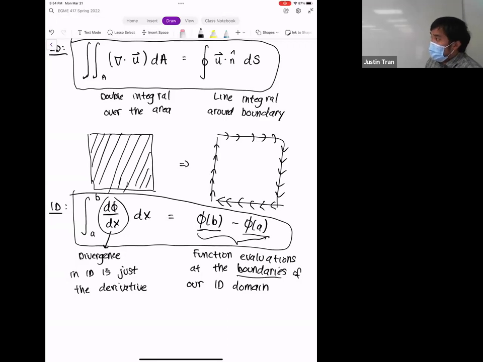Right, and so if you look at the right-hand side here, we don't really concern ourselves with what's happening between B and A, okay? We don't have to worry about that. The only thing we have to worry about is just what's happening at the ends of our domain, okay? So that's why we have phi B and phi A. All right, any questions on this?